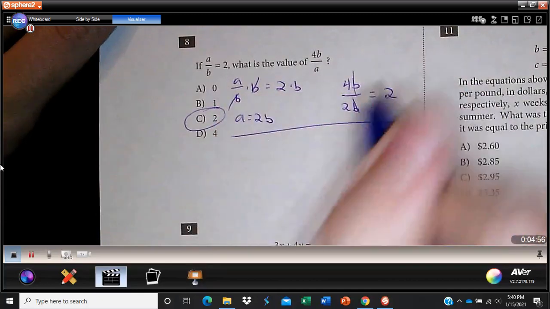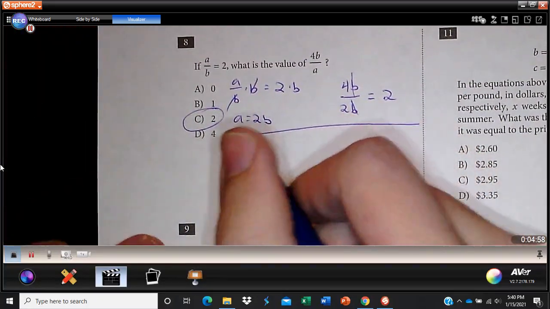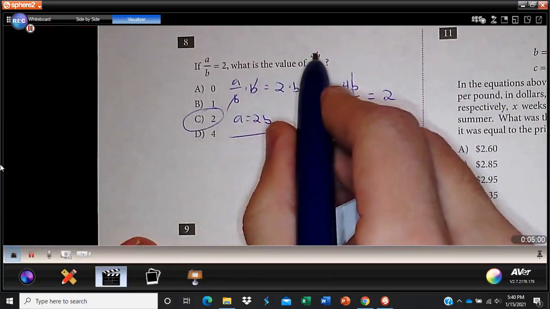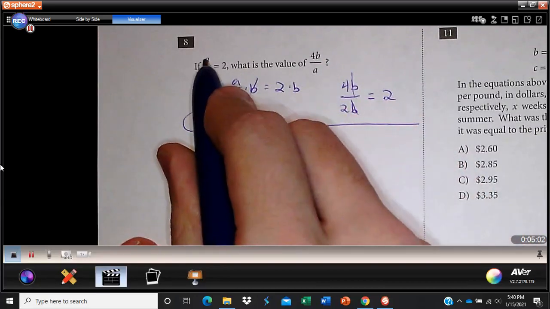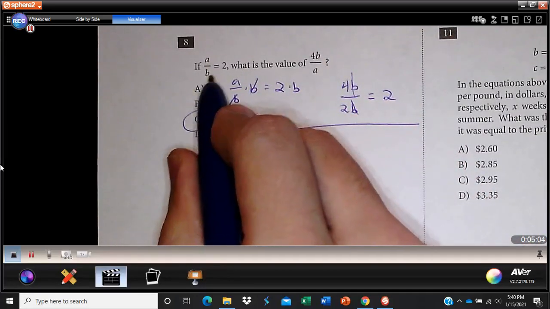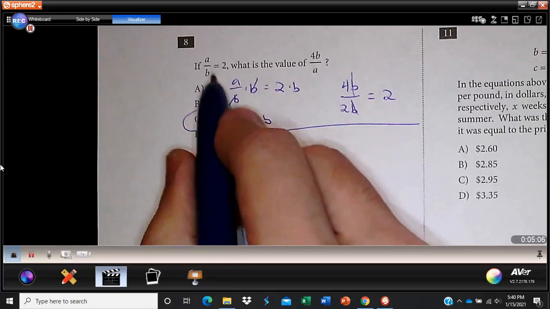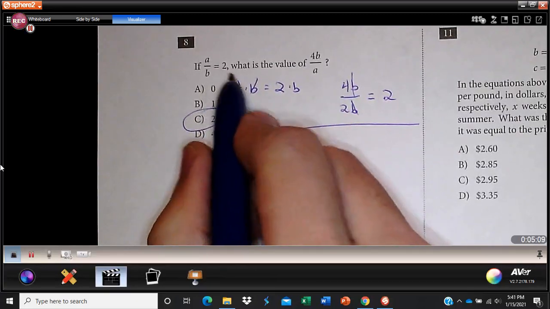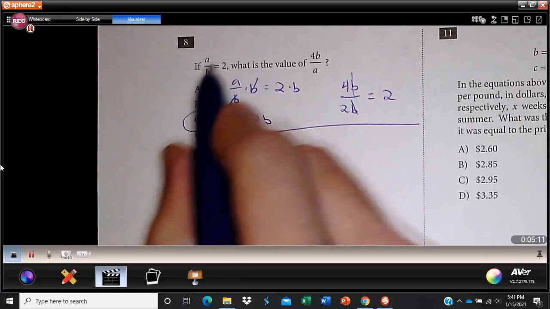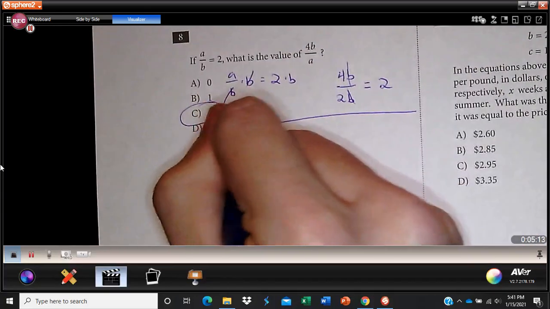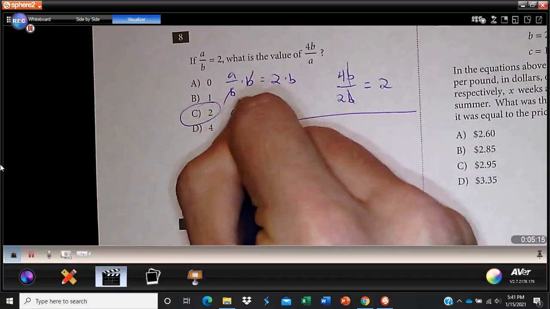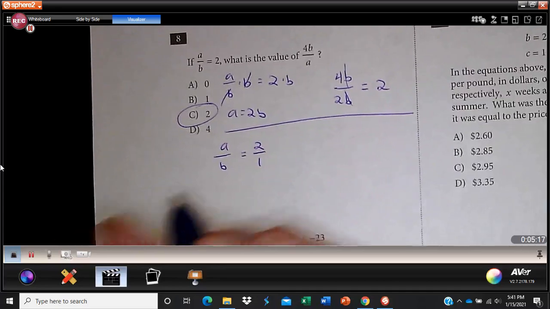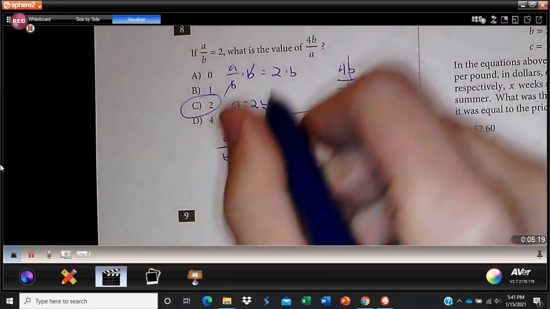Another way that you can do this, if you're curious, is to notice that we have b over a, but we had a over b here. So we can actually invert this expression, and we can do that because this is an equation, so as long as we do it to the other side, we can do it. So let me rewrite this. A over b is equal to 2 divided by 1. This way it becomes more obvious how the fractions work out.